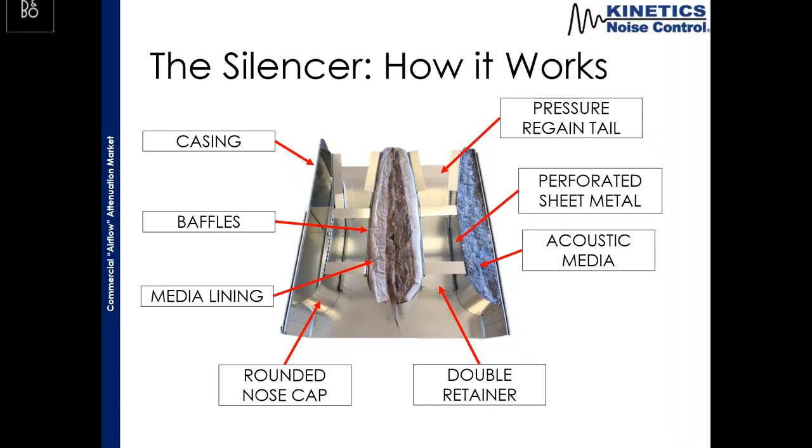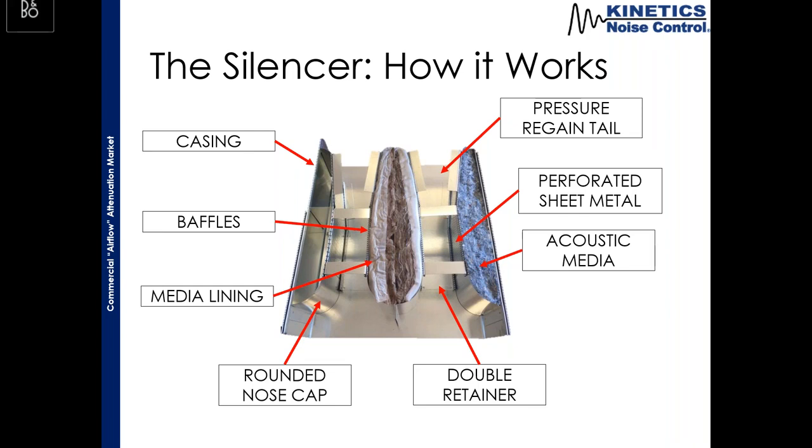Looking first at the rounded nose cap, that's right at the inlet of the silencer, and then the pressure regain tail, that's at the other end of the silencer. So the air would flow nose cap to tail. Those are there to help with the aerodynamic or pressure drop performance of the silencer. It's going to help the air flow better through the silencer, reducing the pressure drop of the silencer.